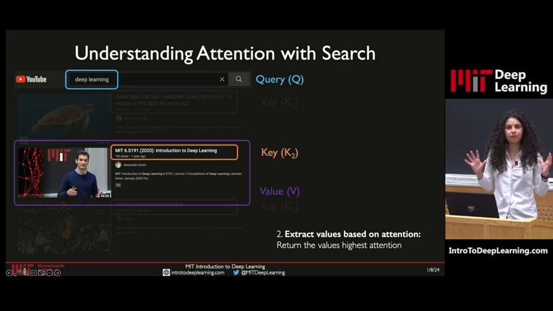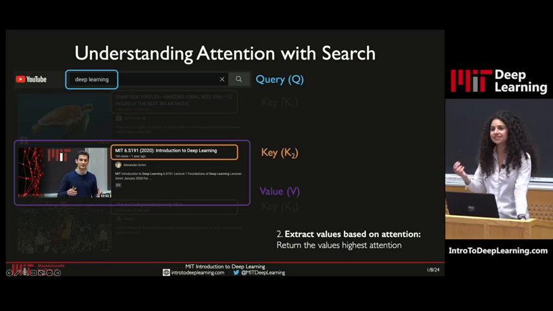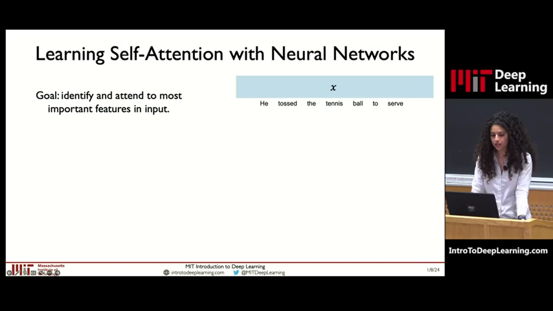This is a metaphor, an analogy with this problem of search, but it conveys the three key components of the attention mechanism and how it actually operates mathematically. So let's break that down, and let's now go back to our sequence modeling problem of looking at a sentence in natural language and trying to model that. Our goal with a neural network that employs self-attention is to look at this input and identify and attend to the features that are most important.